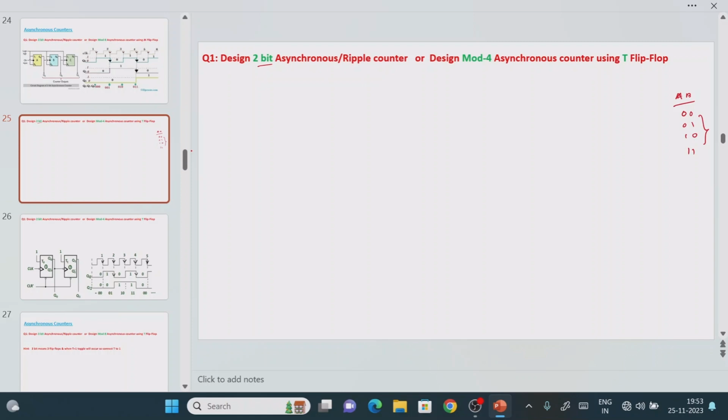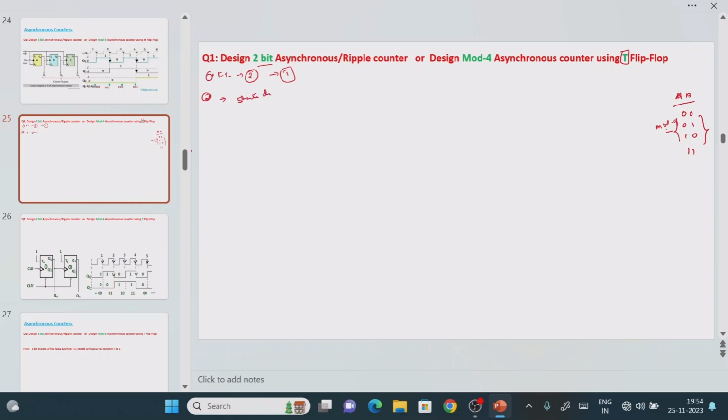It means how many states is it performing? 4 states. That is what we call mod 4, right? So how many flip-flops are required? The number of flip-flops required is 2. We need to implement using which flip-flop? By T flip-flop or toggle flip-flop. First step is completed. The second step is that we need to draw the state diagram.